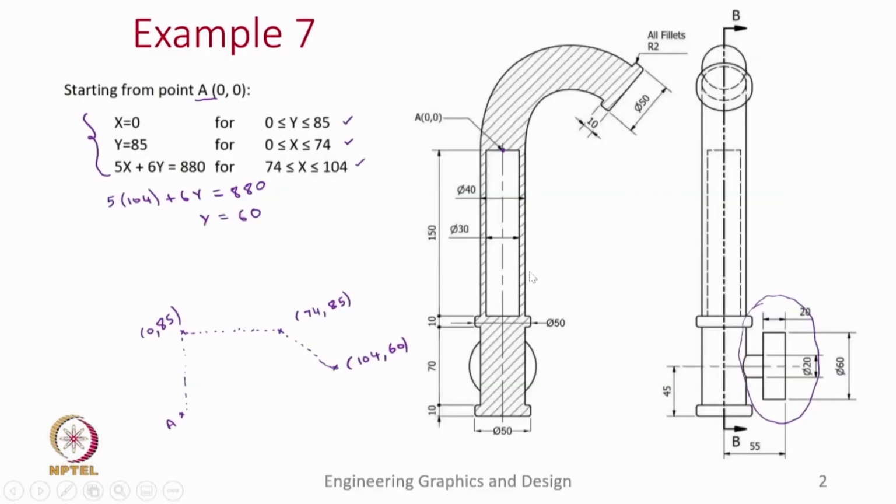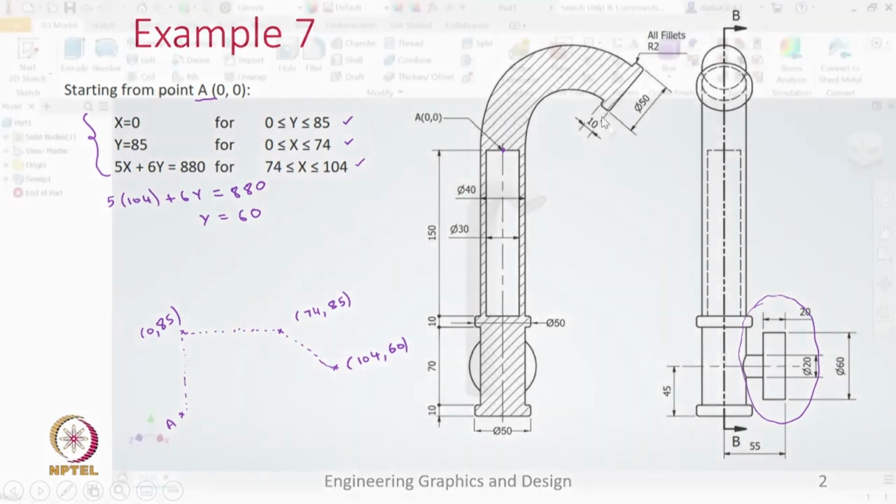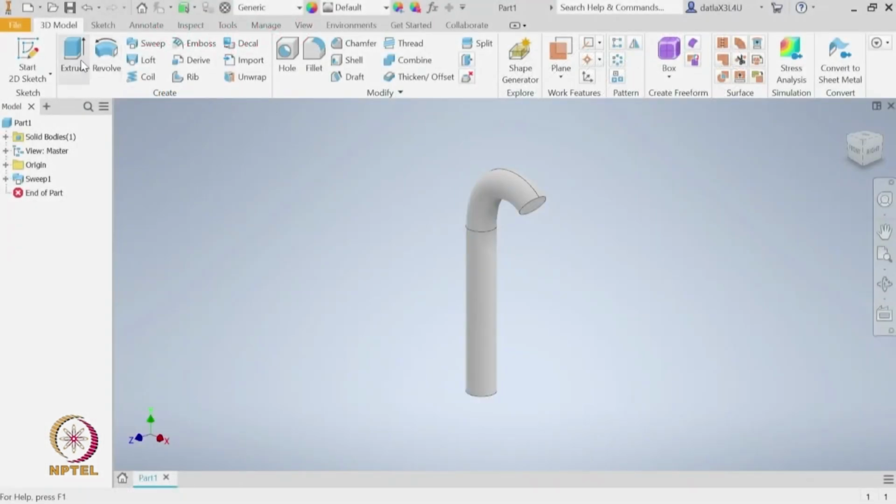So, now let us go back to the question and see what are the other things we need to do. One is at this end of the spline we need to create again a circular cross section, but this time with a diameter of 50 and a length of 10. For that we will go to the extrude and select this plane.